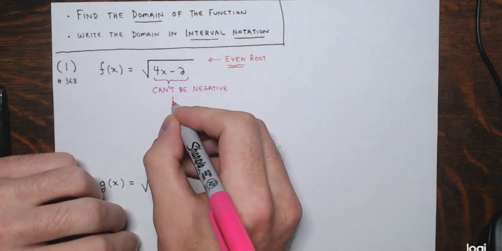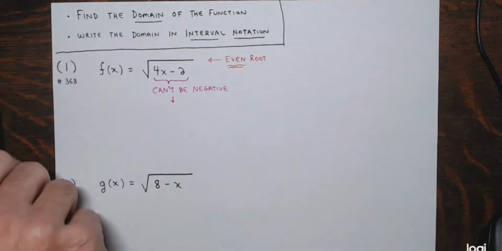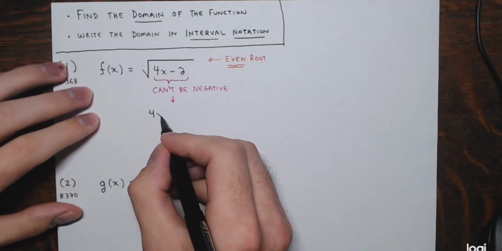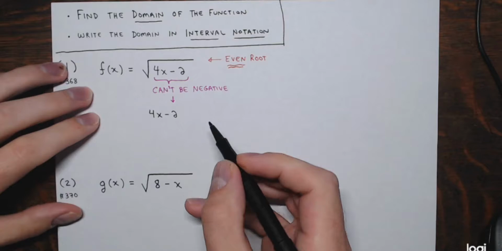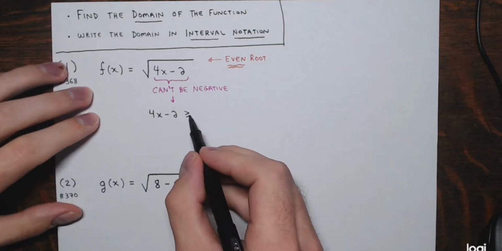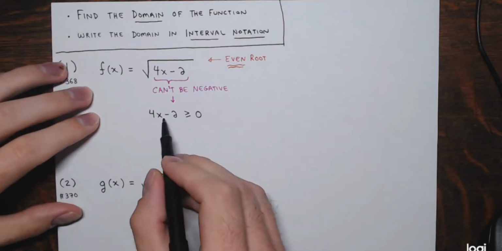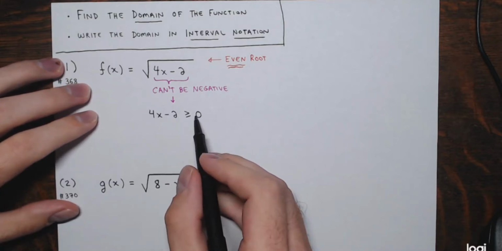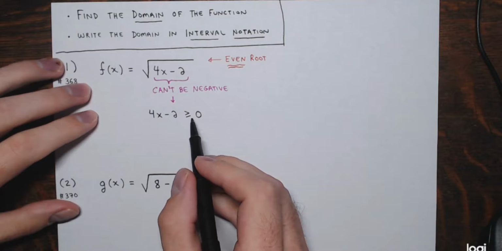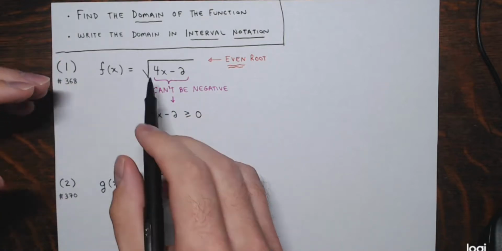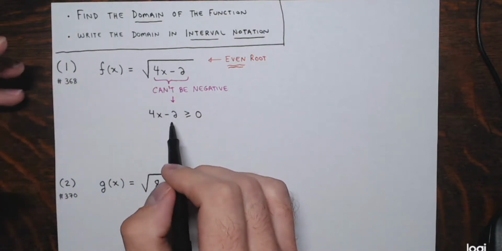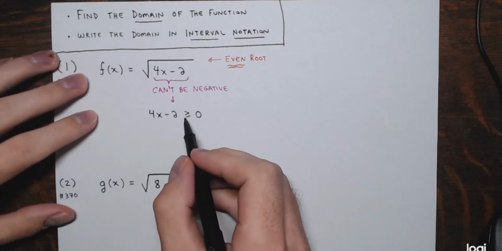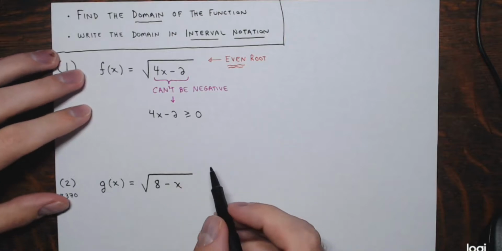So that leads me to the following statement. That means that the radicand 4x minus 2 has to be greater than or equal to 0. That's what it means to be non-negative, can't be negative. It means you have to be positive or 0. So for any of these even root functions, I'm going to set up an inequality like this, where the radicand has to be greater than or equal to 0.